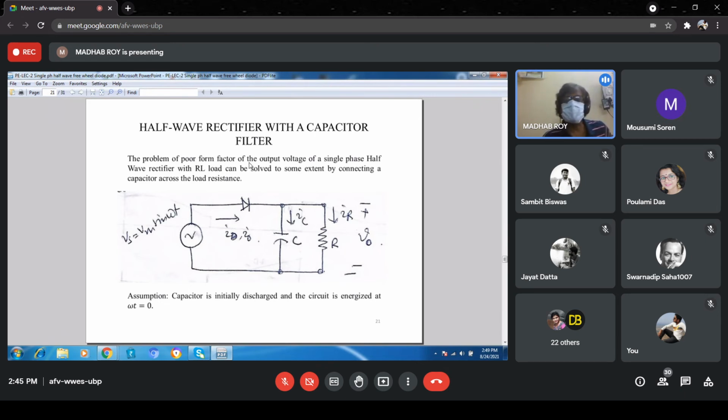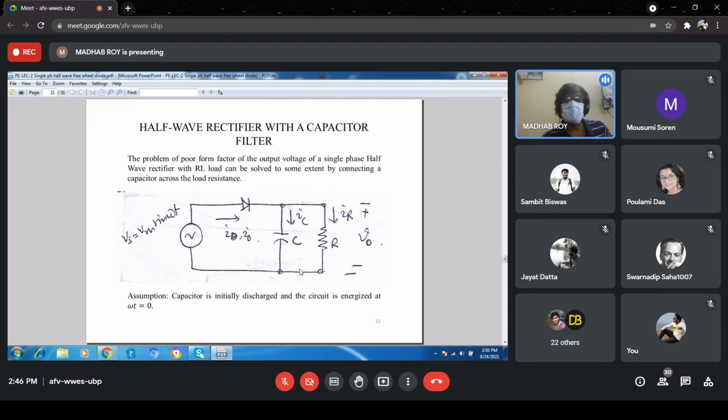The problem of poor form factor of the output voltage of a single phase half wave rectifier with RL load can be solved to some extent by connecting a capacitor across the load resistance. Not only RL load, it is normally a resistive load, and we can now try for the resistive load. So the form factor can be improved by putting a capacitor across the load resistance. This is the capacitor. Sometimes it is called the smoothing capacitor. You have already heard the name. What is the smoothing capacitor? In this circuit, smoothing capacitors are placed.